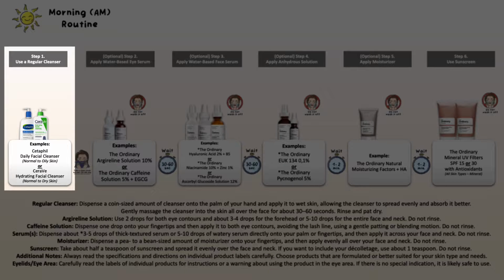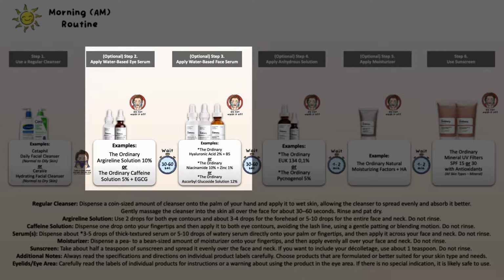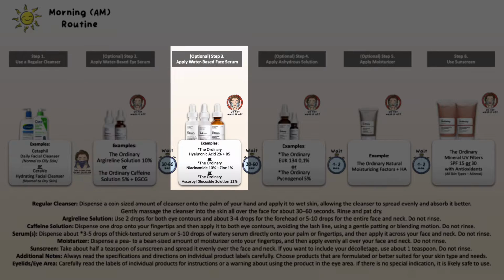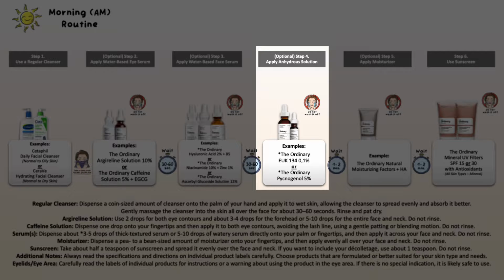So you're going to get started with, first of all, washing your face using a suitable cleanser for your skin type. Then you're heading into the Ordinary water-based serums. They have several ones for different skin concerns. So if you go with one of their eye serums, like the Argiline solution or caffeine solution, which can be used on the eye contour, use one of them at first before heading into your serums that you would apply all over your face and neck. After that, if you have an anhydrous solution at home, like for example the Ordinary antioxidant serums, then this would be the step that you can follow on top.